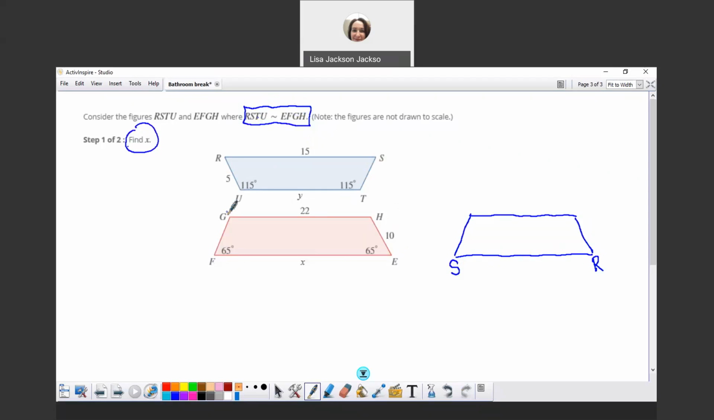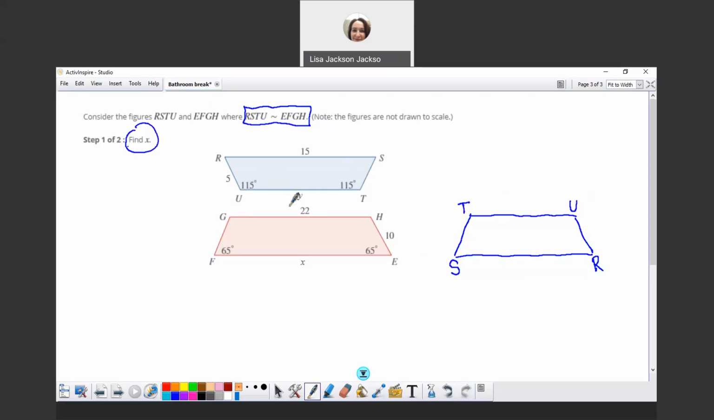On the red trapezoid, G is in this top left corner. So on the blue trapezoid, I'm putting a T in the top left corner. G is the same as T. And H is the same as U. H is in my top right corner, so I'm going to write the U in that same top right corner.